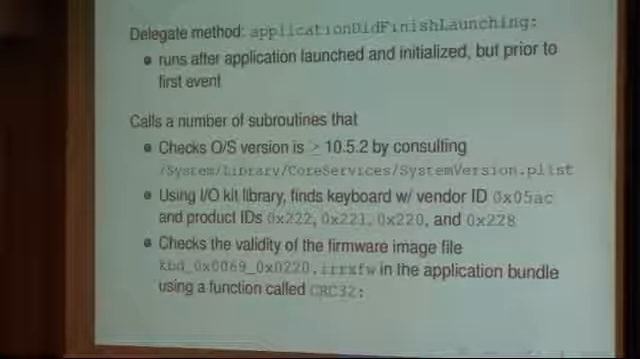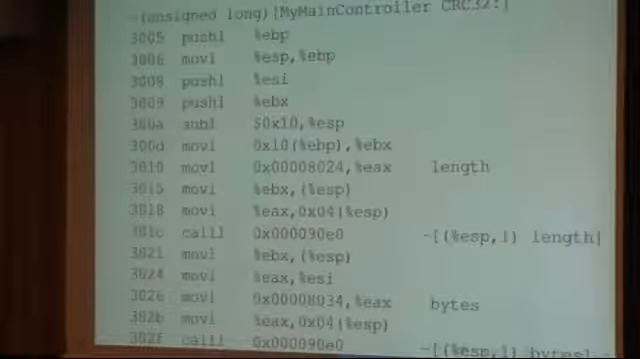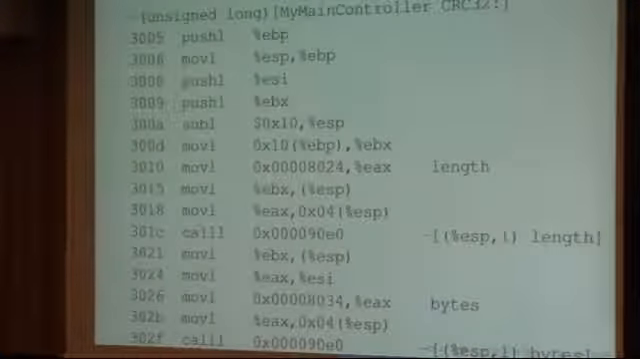It also uses a function that Apple calls CRC32. Just for kicks, why don't we take a quick look at this function CRC32? Here is a disassembly of CRC32. You see the function prologue, ESI and EBX are saved, and 16 bytes are allocated on the stack. The argument to this function is an NSData object.